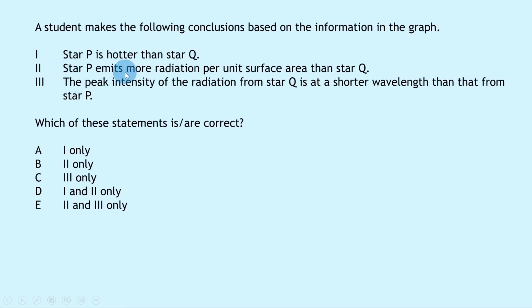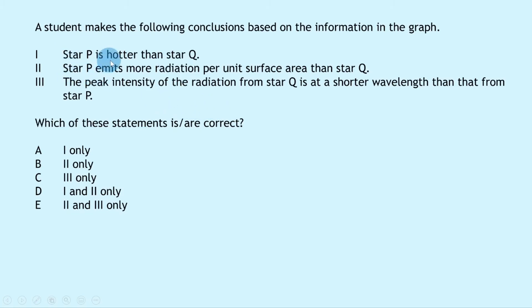Statement 1 says star P is hotter than star Q. Statement 2 says star P emits more radiation per unit surface area than star Q. And statement 3, the peak intensity of the radiation from star Q is at a shorter wavelength than that from star P. Which of these statements is or are correct? Well, let's look at each statement in turn and decide which ones are true or false.